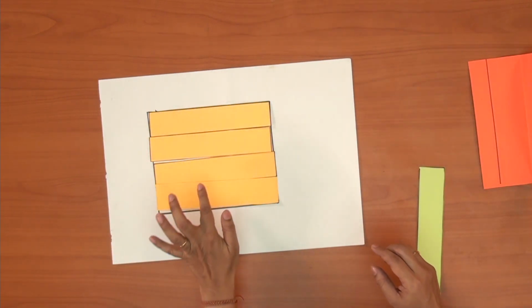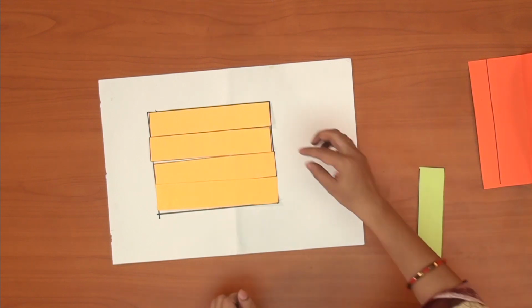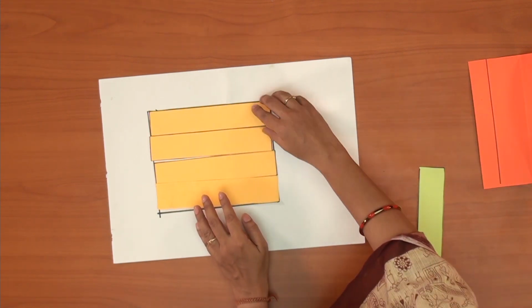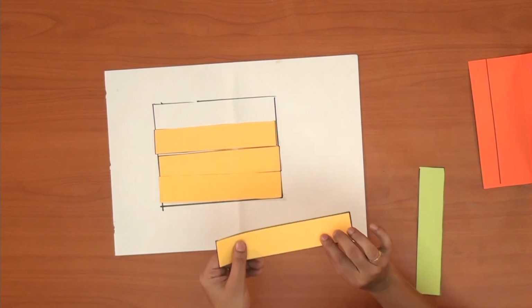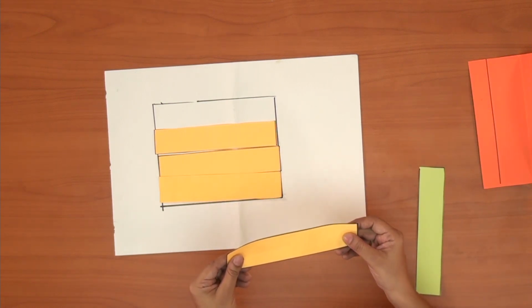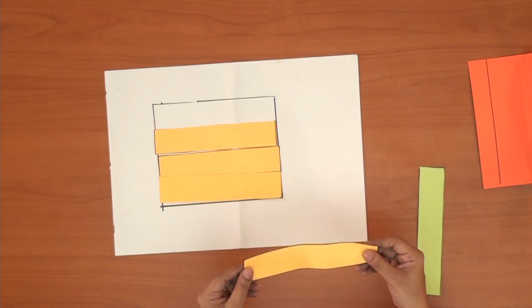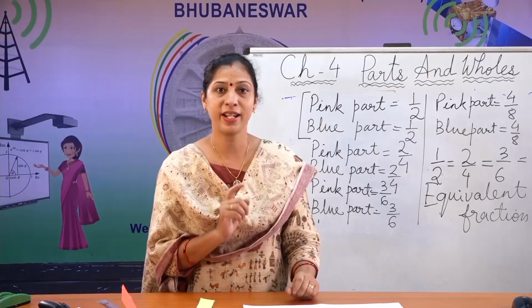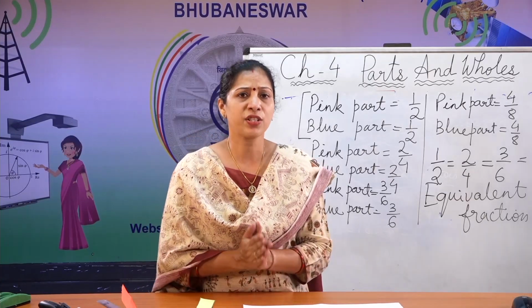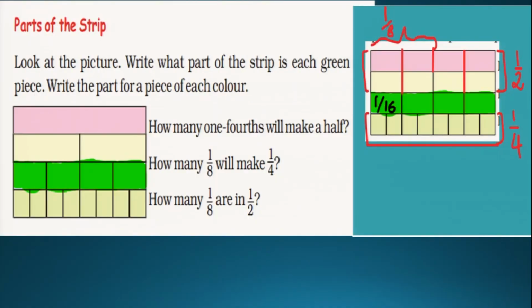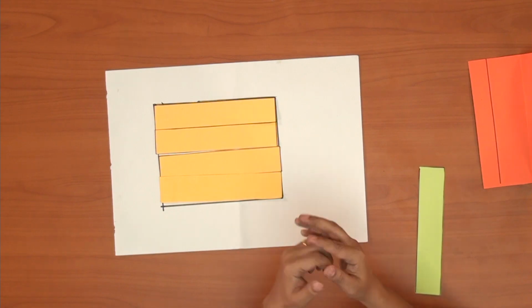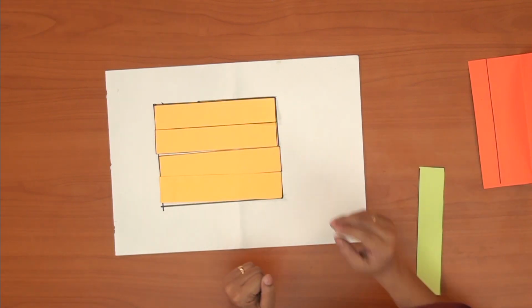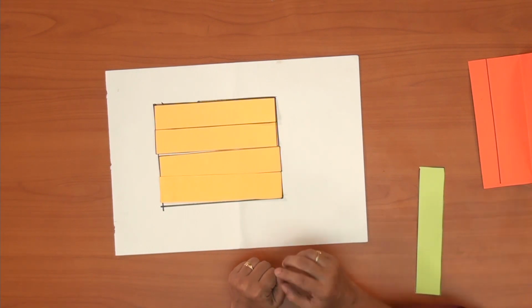So each yellow part is how much? If it is divided into 4 equal parts, each part will be how much? Each yellow part will be? Yes, children, it is 1/4 of the rectangle. 1/4 of the rectangle. Now, the first question is, how many 1/4 will make a half? You don't have to do any calculation. You can just see the picture and find out how many 1/4 will make a half.